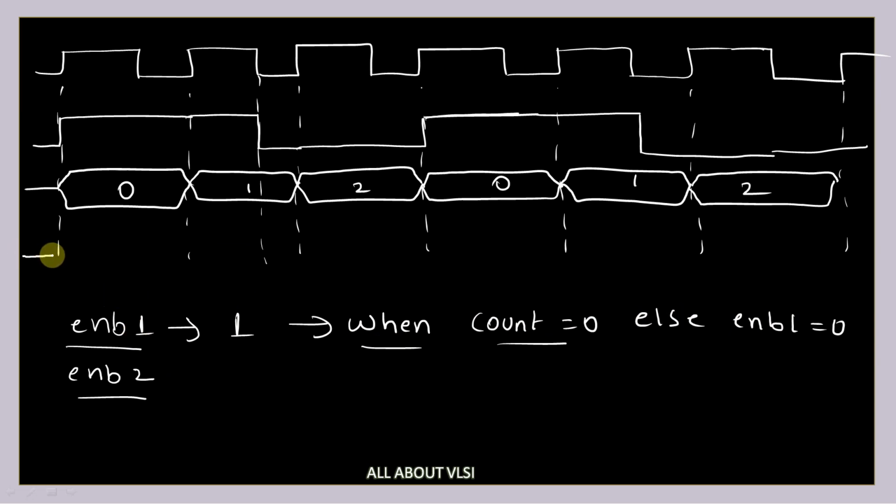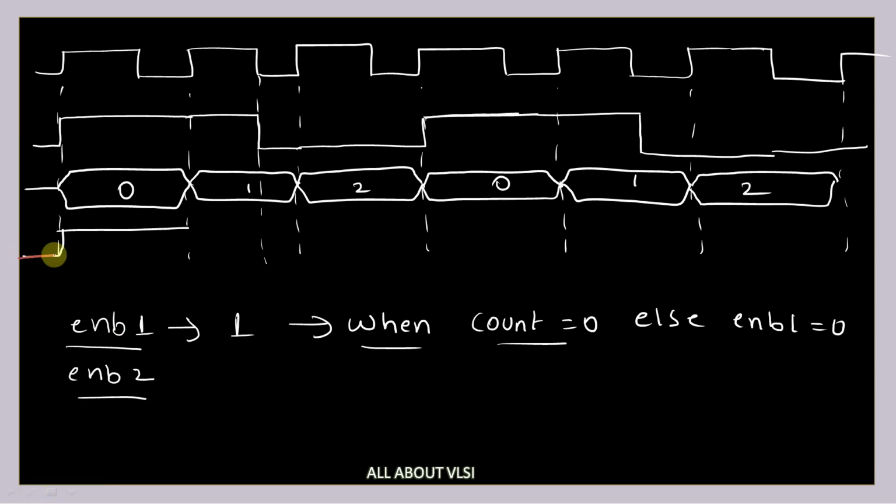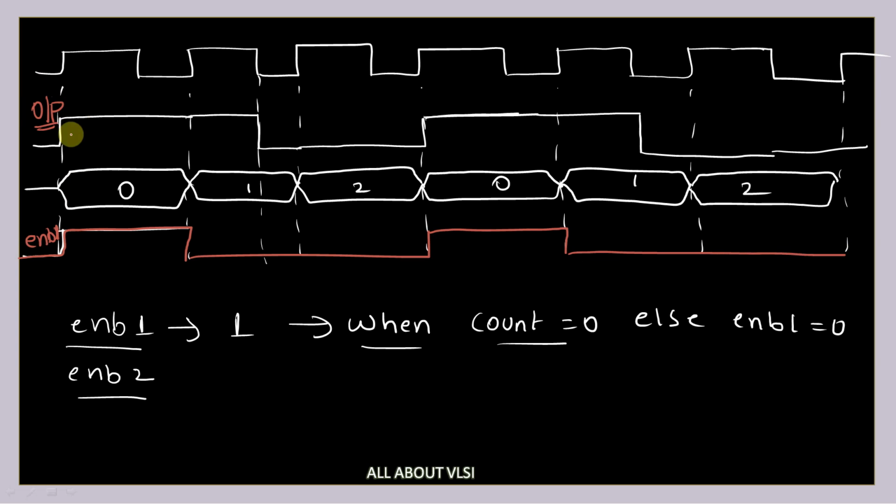So here my enable 1 will become 1. Let me draw it with another color so it will be clear. This is my enable 1 signal, which is becoming 1 and then becoming 0, and again it is becoming 1 here and becoming 0, and so on. So this is my enable 1 signal and this is the output which I should get.